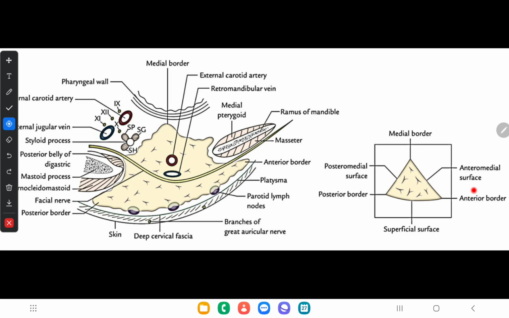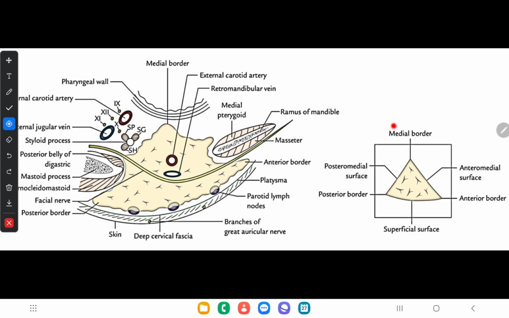Now you have to imagine how the parotid gland is situated like a 3D structure. I cannot show it as a 3D structure here. There are only three borders as mentioned here: the medial border, posterior border, and the anterior border. Here also you can see the medial border, anterior border, and the posterior border.